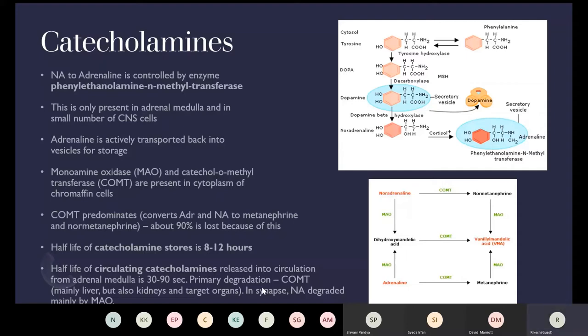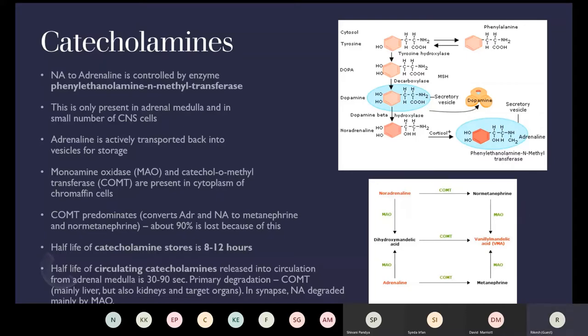And adrenaline is actively transported back into vesicles for storage. There's a couple of enzymes that are involved: monoamine oxidase, MAO, and catechol-O-methyltransferase, COMT. They're present in the cytoplasm of chromaffin cells, and COMT predominates. If you look at the bottom image, this is the enzyme that converts adrenaline and noradrenaline to metanephrine and normetanephrine, and the end product is VMA. You get quite a lot of loss of catecholamines to VMA. About 90% is lost.